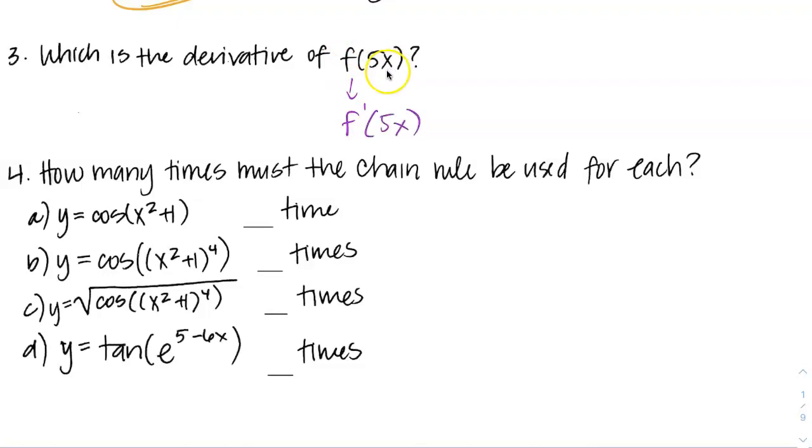5x, times by the derivative of the inside. The derivative of 5x is 5. Always in my head, I think about it: take the derivative of the outside, leave the inside alone, then times it by the derivative of the thing you just left alone, which is the inside. So you get that. And if you want to make it a little bit prettier, 5 f prime 5x. That'll be my answer.